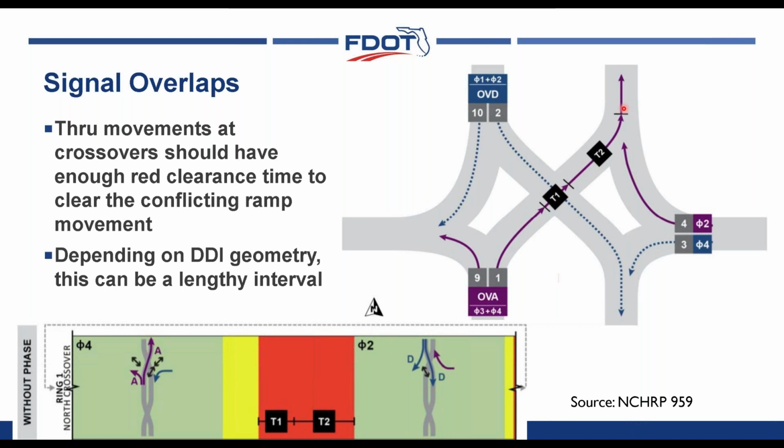Another way to take a look at that is with the offset. In this example, that red clearance time has been broken down into two segments. T1 is the time required to clear the opposing through movement, and T2 is the time required to clear the conflict point with the downstream ramp movement. Combined, T1 and T2 would be the total all red time needed for, in this case, the northbound crossover point. And as you can see here in the phasing, it takes up a very large chunk. Oftentimes, based on the distances, that can be 6 or 7 seconds, which can feel like a lifetime almost to some of these vehicles sitting on the opposite direction waiting for that green signal.